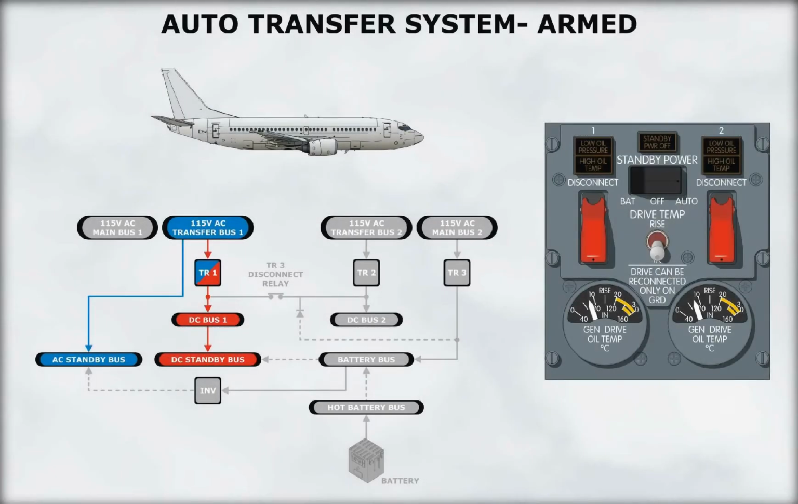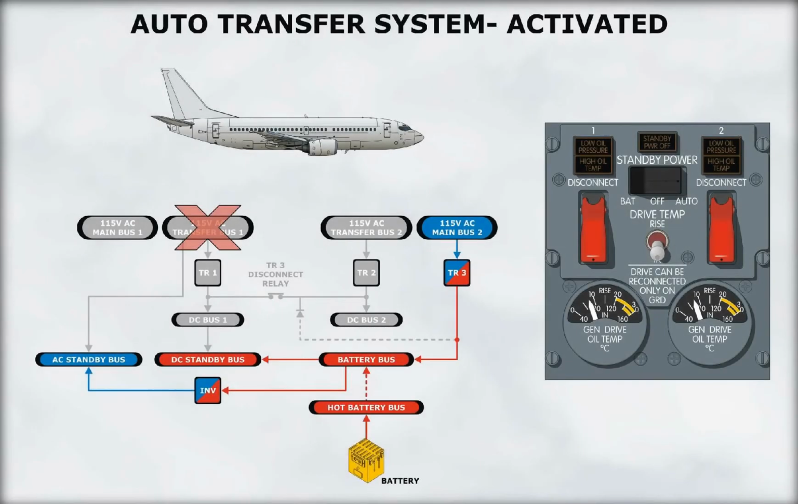The auto position arms the auto transfer feature of the system. This feature is available while in flight only. The AC and DC standby buses will be powered from the battery bus in the event of the loss of DC bus 1 or transfer bus 1. Remember that TR3 is the primary source for the battery bus and that the battery is an alternate source.